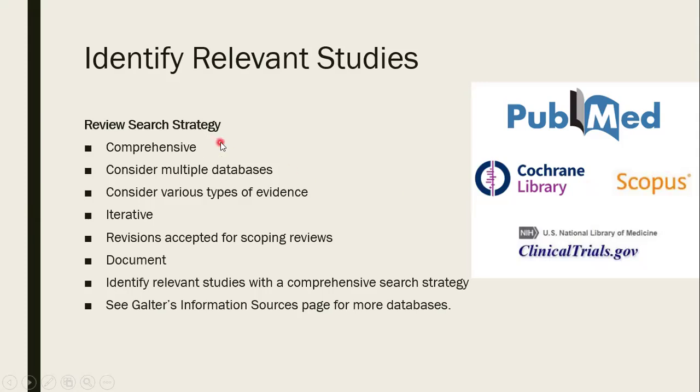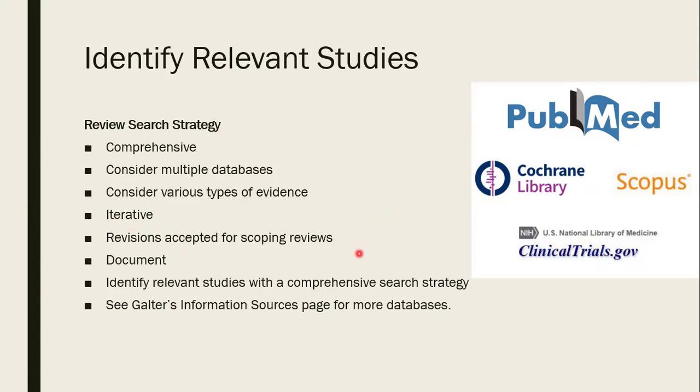To identify the relevant studies, for example from PubMed, Scopus, Cochrane Library, or the clinical trials website, you need to create a search strategy. The search strategy should be comprehensive. It should consider multiple databases and various types of evidence. The process should be iterative. Revisions are accepted for scoping reviews, but not for systematic reviews.